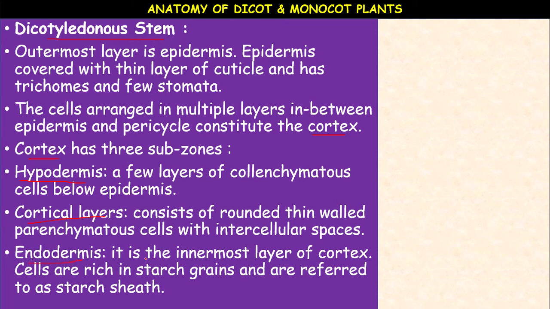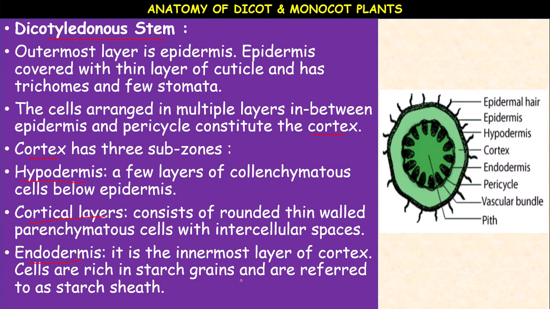The endodermis is the innermost layer of the cortex, and the cells are rich in starch grains and are referred to as starch sheath.